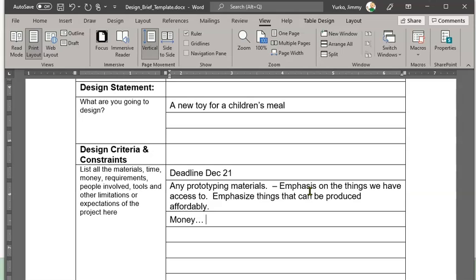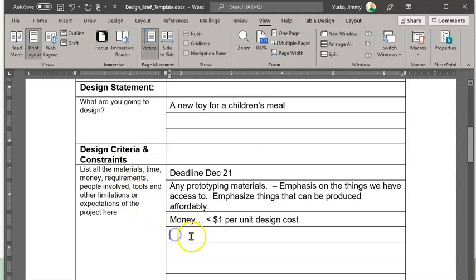So we're trying to keep our product, our prototype, produced in a value where the total materials and work that goes into it is less than a dollar per unit. So let's go ahead and just put in here the less than $1 per unit design. All right.